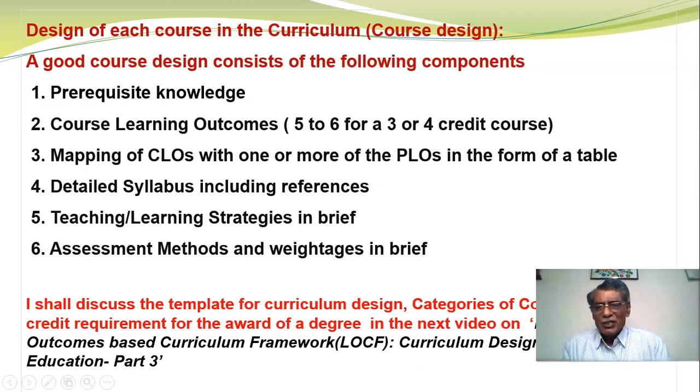Now, design of each course in the curriculum, we call it course design. A good course design consists of the following components: prerequisite knowledge for that particular course, learning outcomes, 5 to 6 for a 3 or 4 credit course, mapping of CLOs with one or more PLOs in the form of a table, detailed syllabus including references, teaching learning strategies in brief, assessment methods and weightages in brief.